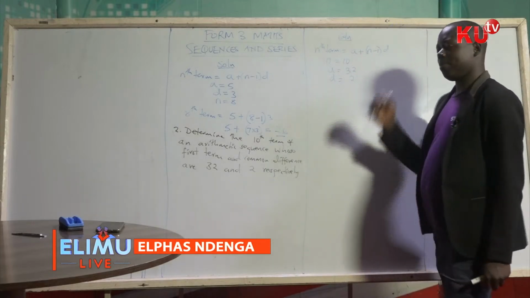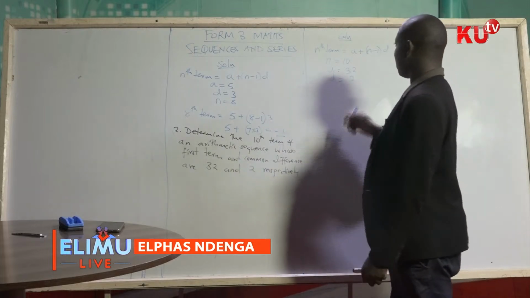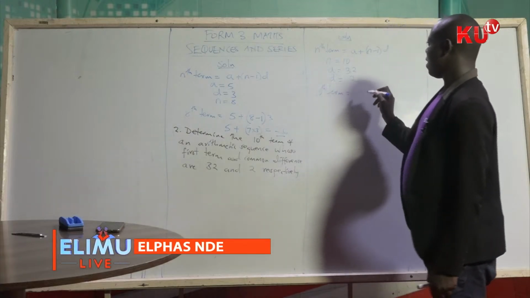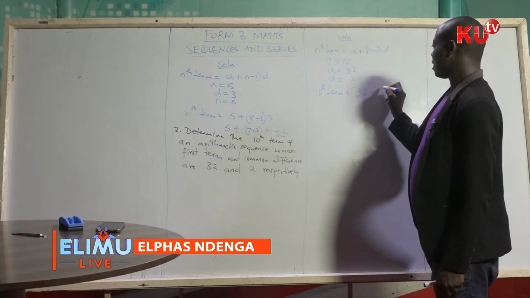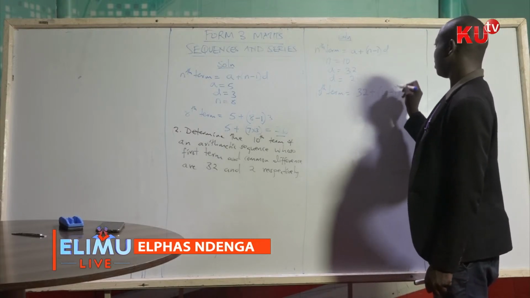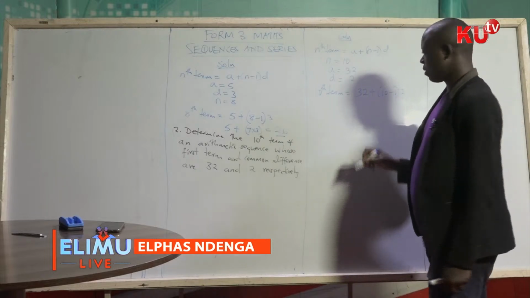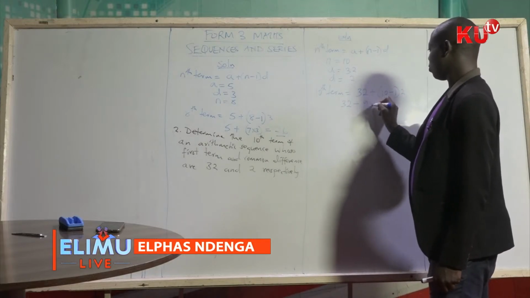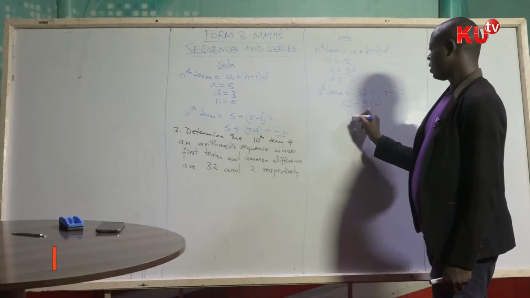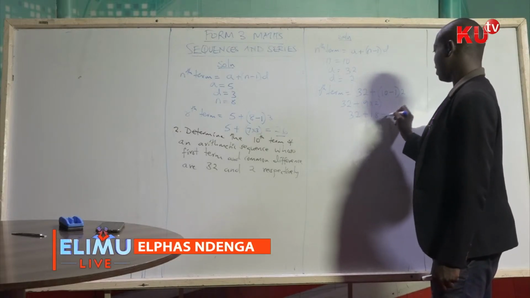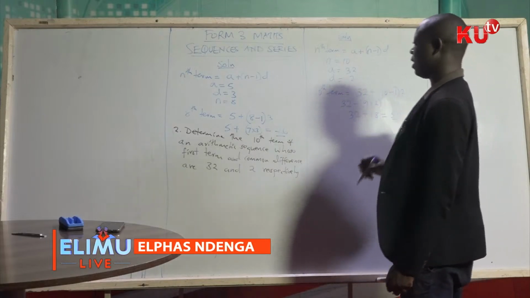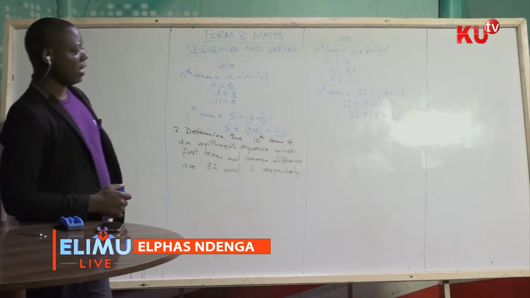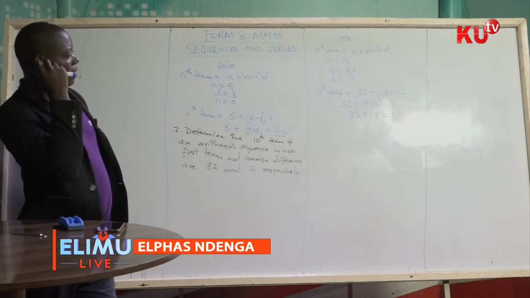Fine. Then next step, we substitute into the formula. So we'll say the 10th term equal to A is 32 plus 10 less 1 times 2. So this is 32 plus 9 times 2. So this is 32 plus 18, and the answer is 50. Therefore, the 10th term of our second sequence is 50, as represented on the board.